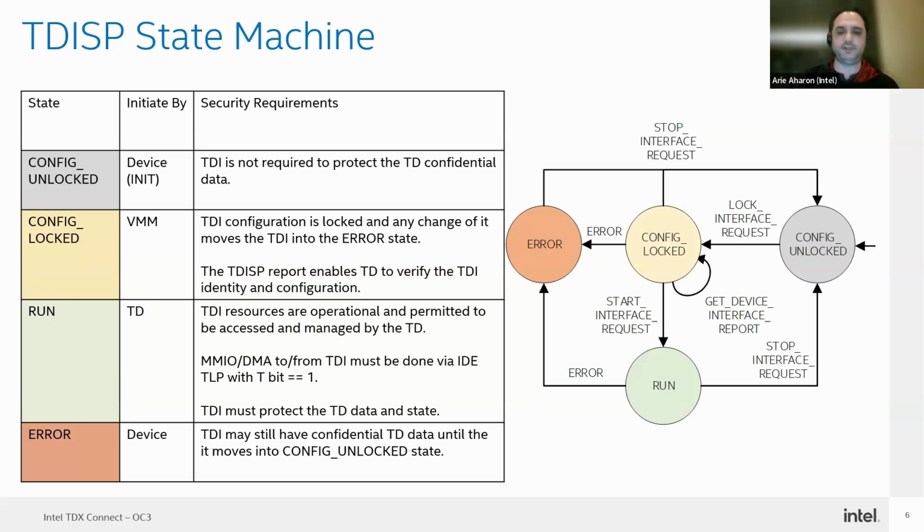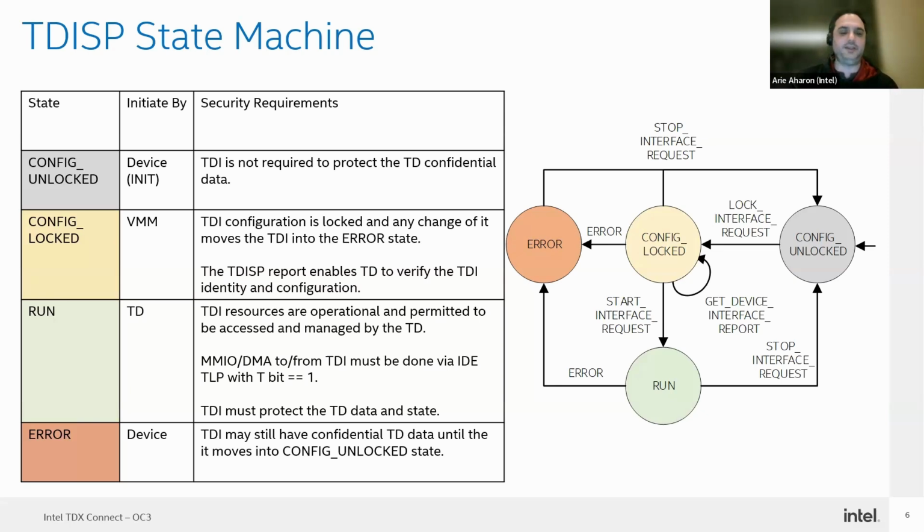This is the operational state of the device. This is where the device is accepting MMIO accesses, which are marked as trusted with the PCI IDE TBIT, and also sends trusted DMA requests to the host, which can access the TVM private memory. And again, all these accesses are protected with the IDE link protection and are marked with a TBIT. And in this state, the TDI must protect all the TD workload data and state.